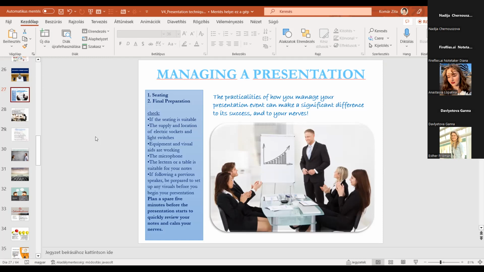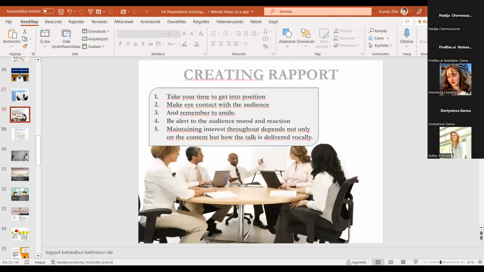And that's a really important thing, to sit in a place where you can see everybody around the table, and make sure that everybody is seen. And if you recognize that there is somebody who you cannot make eye contact with, ask him or her to move closer, or let the other people rearrange the room to make sure that we can see each other's eyes. So that is why the seating is important.